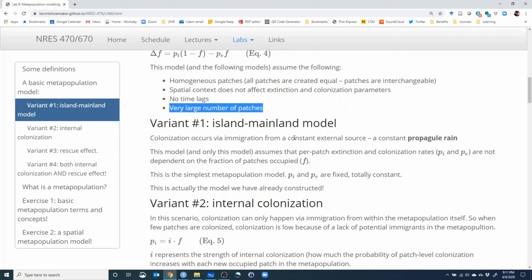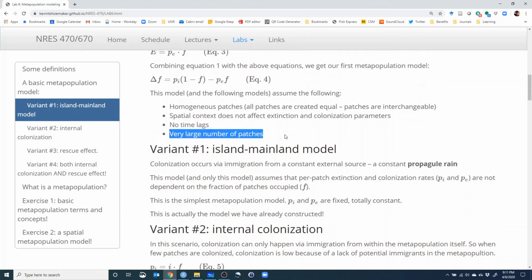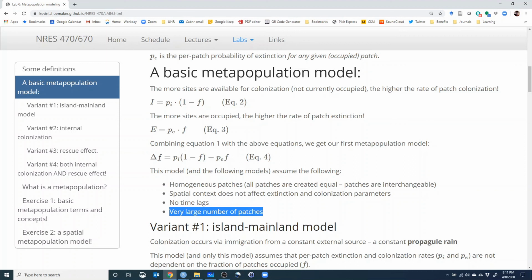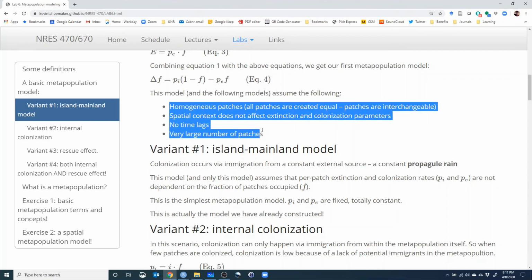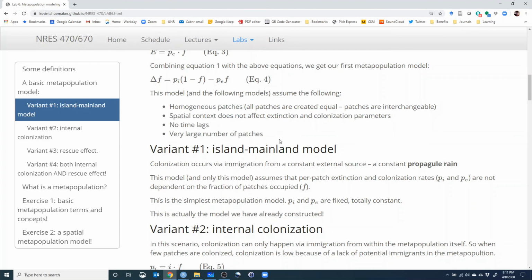And finally, there's a very large number of patches. This model assumes that we can just think of the total patch occupancy, or the total occupancy of the metapopulation, this F term, and that's all that matters, because we're assuming a very large number of patches. Even when the fraction occupied is very small or very large, it stays just above zero. It never gets down to absolute zero, because there are so many patches, it's practically infinite. So those are the four main assumptions made in these classical metapopulation models.